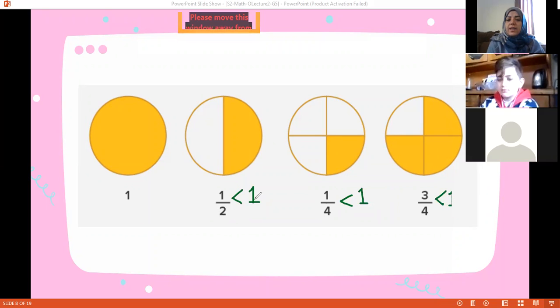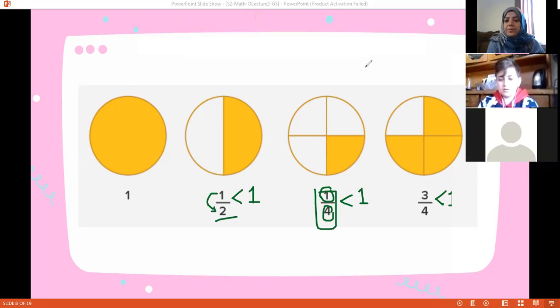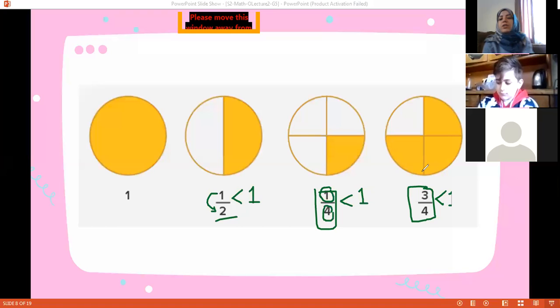So we can notice that if the numerator is less than the denominator, then the fraction is less than 1. Here the numerator is 1 and the denominator is 4. So 1 is less than 4, then this whole fraction is less than 1. Also for 3 over 4: 3 is less than 4, so the whole fraction will be less than 1. So every time you see the numerator less than the denominator, the whole fraction is less than 1.